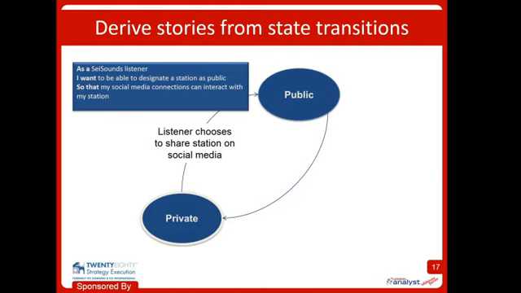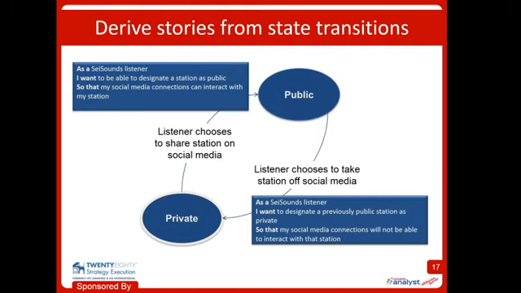Okay. The other one down here, so if they want to take it off social media, the user story there is, as a C-Sounds listener, I want to designate a previously public station as private so that my social media connections will not be able to interact with that station. Pretty straightforward, right? And again, you might have come up with that story on your own, but you might not have, right? There's a reasonably good chance you will not come up with all of them if you don't use some kind of approach like this to find the tricky ones in there.